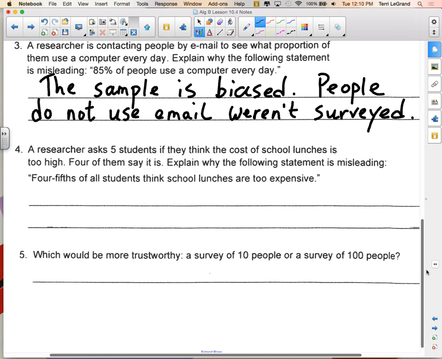Ariel? They only asked 5 students. Is that big enough sample size? No. We're going to say the sample size is too small.